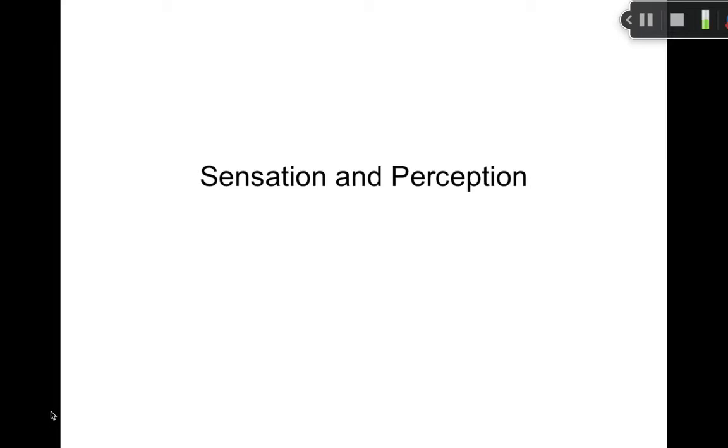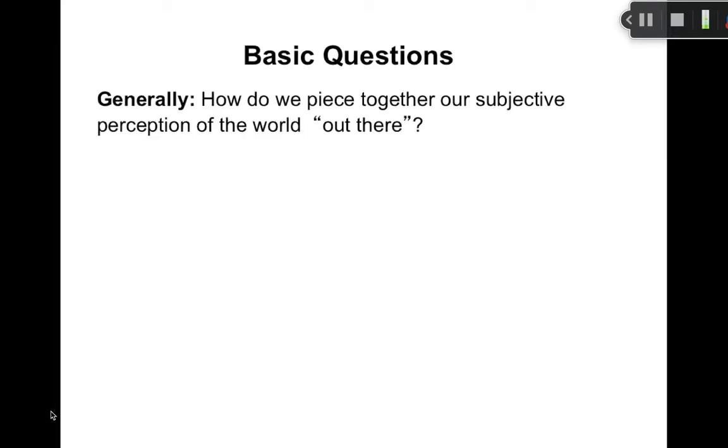Sensation and perception. Basic questions we're going to be looking at in this lecture. Generally, and I raised this question in lecture 1, how do we piece together our subjective perception of the world out there? That's a basic question. And we kind of covered it by saying that sensation and perception combined provide us with what we hope is a reasonably accurate, albeit subjective, rendering of the world out there.